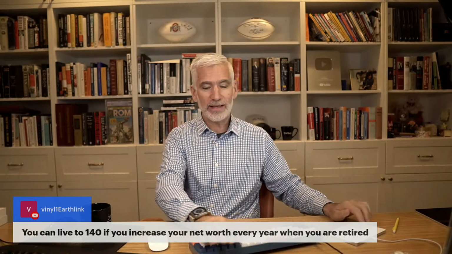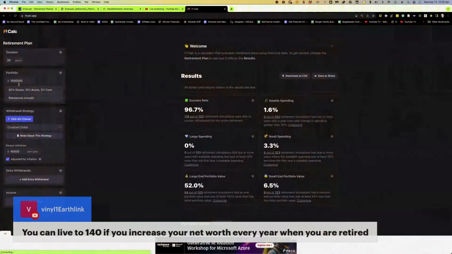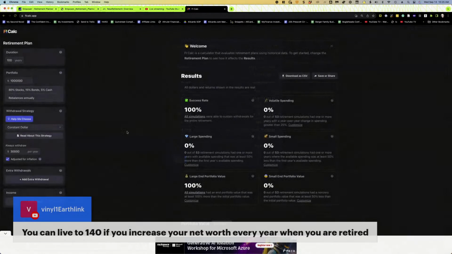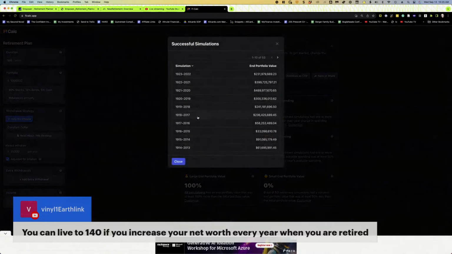In fact, we can look at FI Calc, which I think I did a while ago. This is assuming a 30-year retirement, $1 million portfolio, $40,000 withdrawal. But let's make this a $30,000 withdrawal. So that's 3%. And let's change this to 100 years, which I think is the most you can do here. Look at this. It has a 100% success rate. And when you look at the ending portfolio values, they're just crazy, right? And let's see, I did this the other day on the show. Yeah, even at 3.5%, $35,000 on the $1 million portfolio, you've still got a 100% success rate.